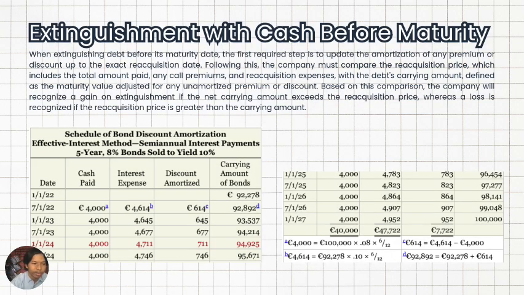Extinguishment with cash before maturity. So when extinguishing debt before its maturity date, the first required step is to update the amortization of any premium or discount up to the exact acquisition date.